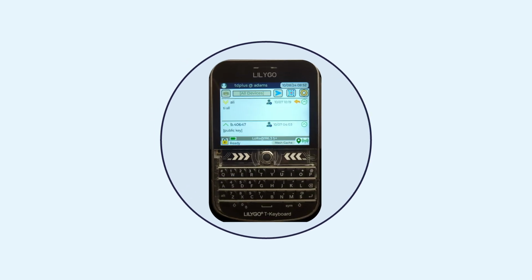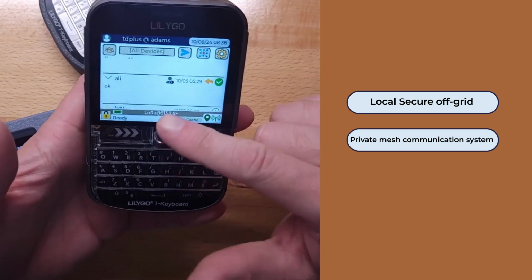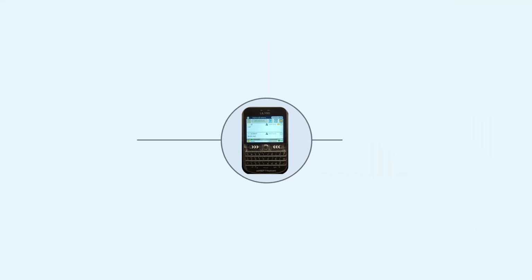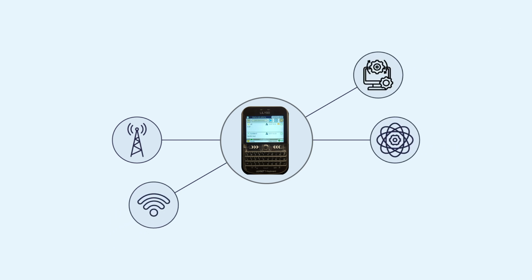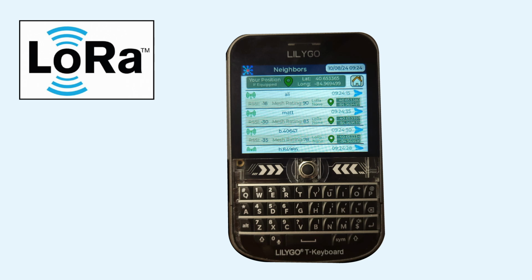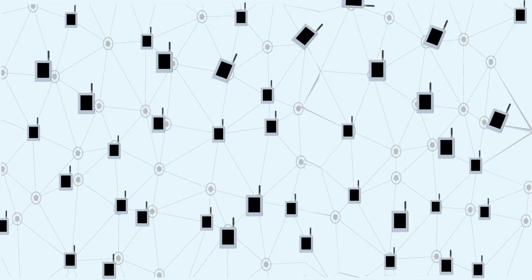This is the ChatterBox. ChatterBox is a local, secure, off-grid private mesh communication system that requires no service of any kind. ChatterBox doesn't use cell towers, internet, Wi-Fi, or even a traditional operating system, making it resistant to outages, cyberattacks, and other modern nuisances. ChatterBox uses LoRa frequencies to send encrypted and digitally signed messages throughout your cluster, making use of advanced mesh techniques when necessary.